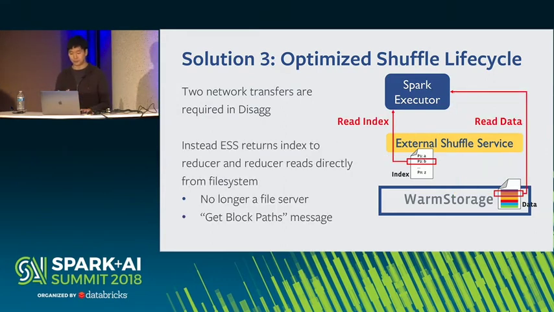So what we implemented to optimize this is instead of having the external shuffle service read the index file and then stream the data over, it instead returns the index value to the Spark executor. And then the Spark executor from there goes and directly reads from warm storage. So it no longer acts as a file server, and we implement this by implementing one more type of RPC message where you get the path inside your storage system from external shuffle service.